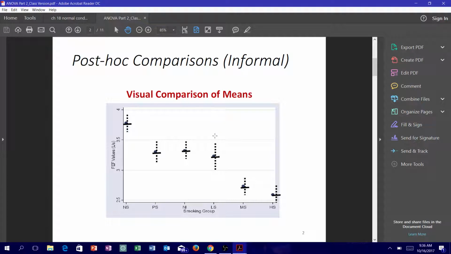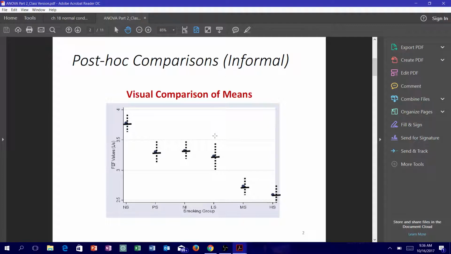How about this one, the non-smokers, and the second one, what was it? Passive smokers. So are the non-smokers and the passive smokers different from each other? Yes, they are, because look at this, the standard deviations do not overlap. There's a space between them. So probably they are different from each other. How about the non-smokers and the moderate smokers and also the heavy smokers? Do they overlap? No, they do not, which means they are statistically different from each other.